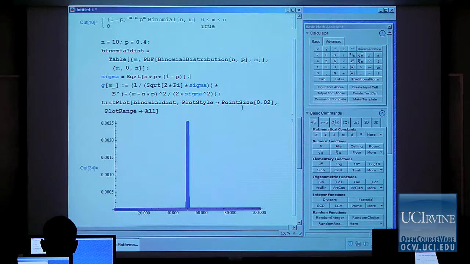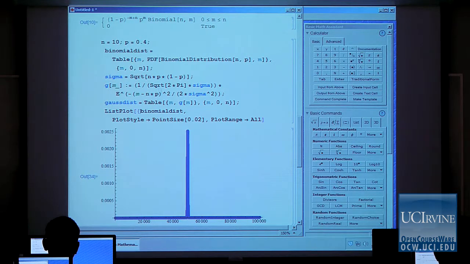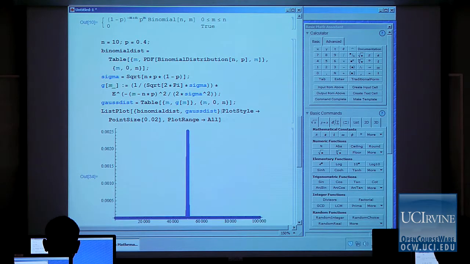And now I'm going to tabulate the Gaussian distribution. So I'll call it Gauss dist equals table, curly, m, and then g of m. And I'm going to do that. M goes from 0 to n. OK. And now what we'll do is we'll plot the binomial distribution and the Gaussian distribution on the same plot. So I'll put a curly here. Add Gauss dist. And put a comma. All right, so let's see what we get.